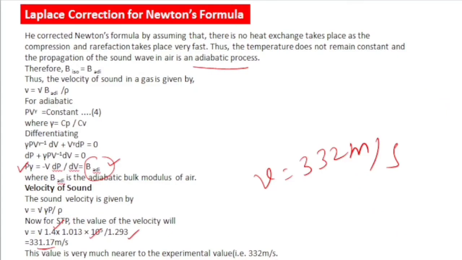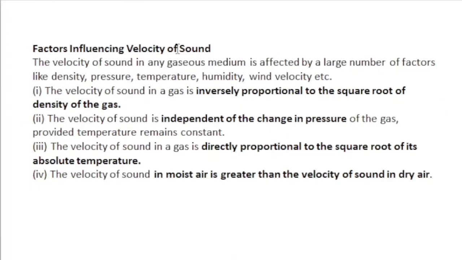After this, what are the different factors influencing the velocity of sound? Temperature, pressure, humidity, all these factors affect the velocity of sound. First one is that the velocity of sound in a gas is inversely proportional to the square root of the density of the gas. So when density increases, velocity decreases. When density decreases, velocity increases.